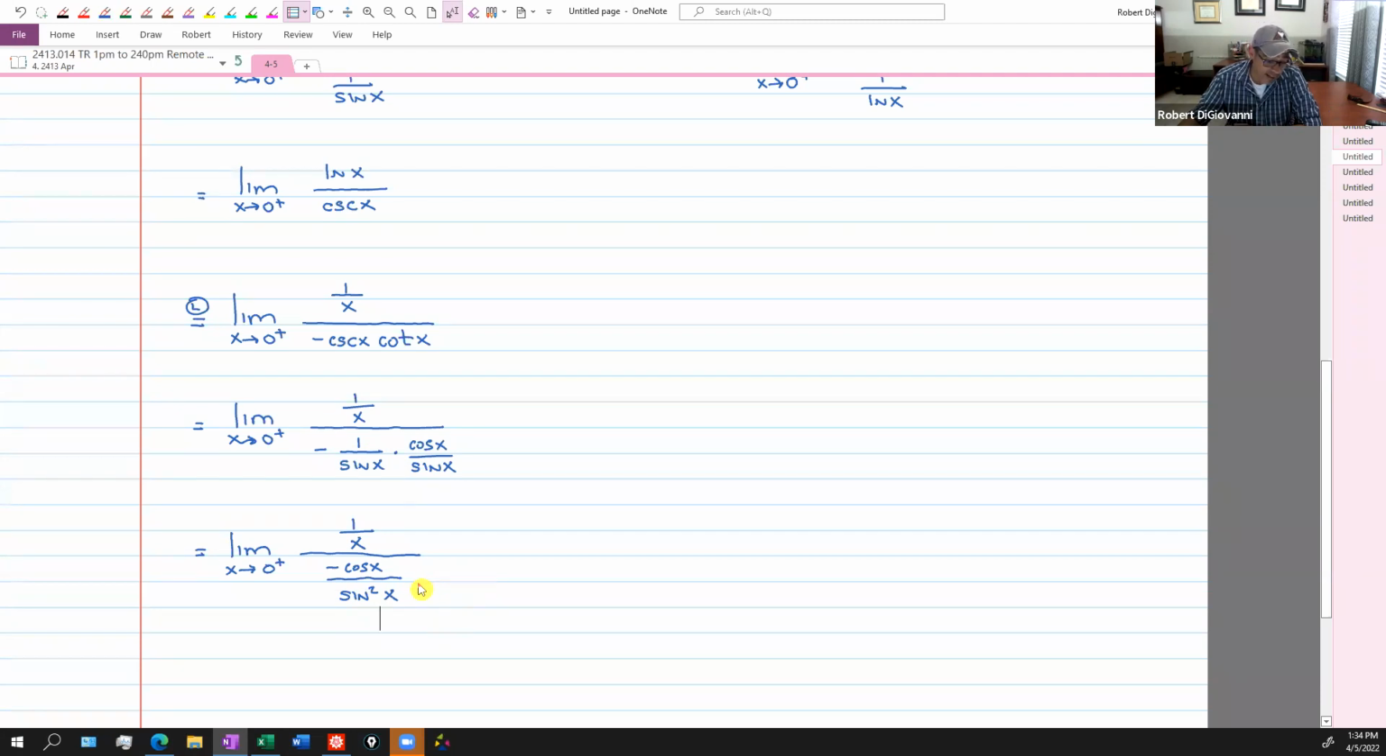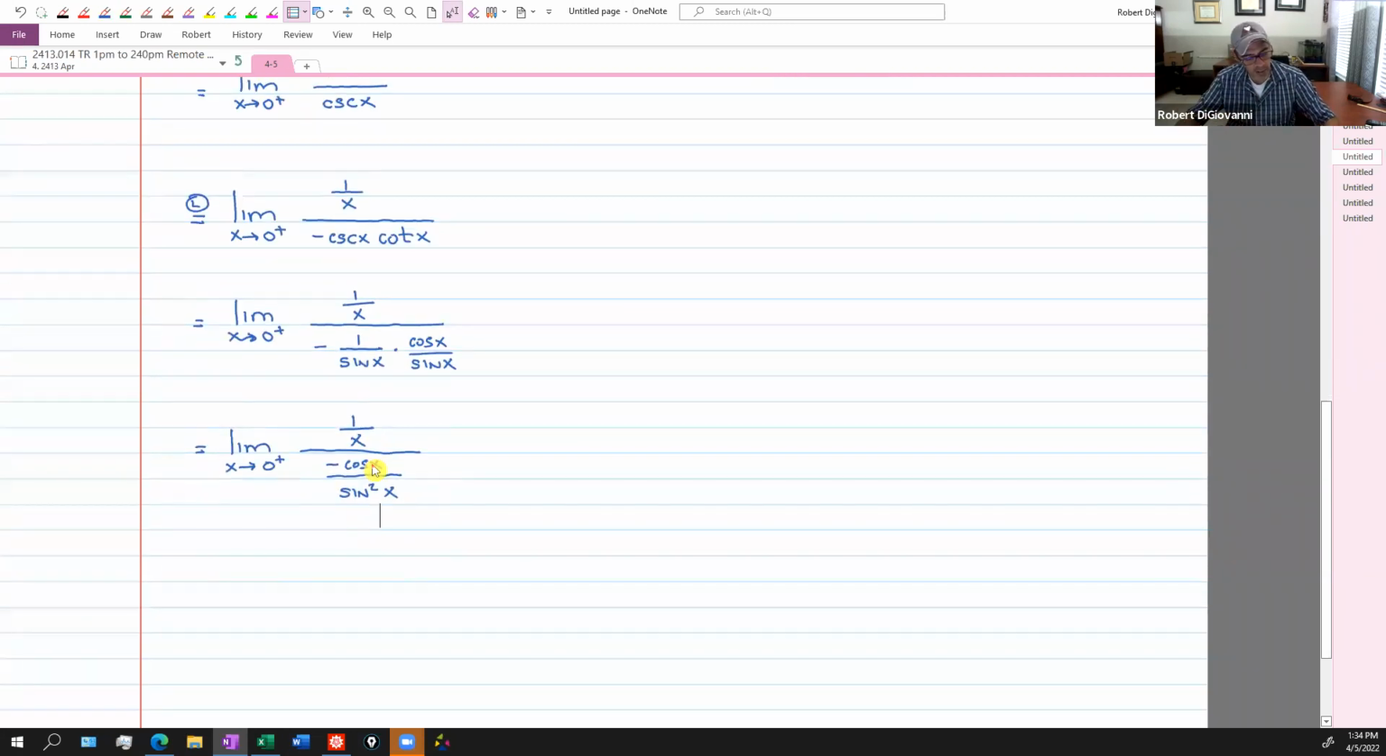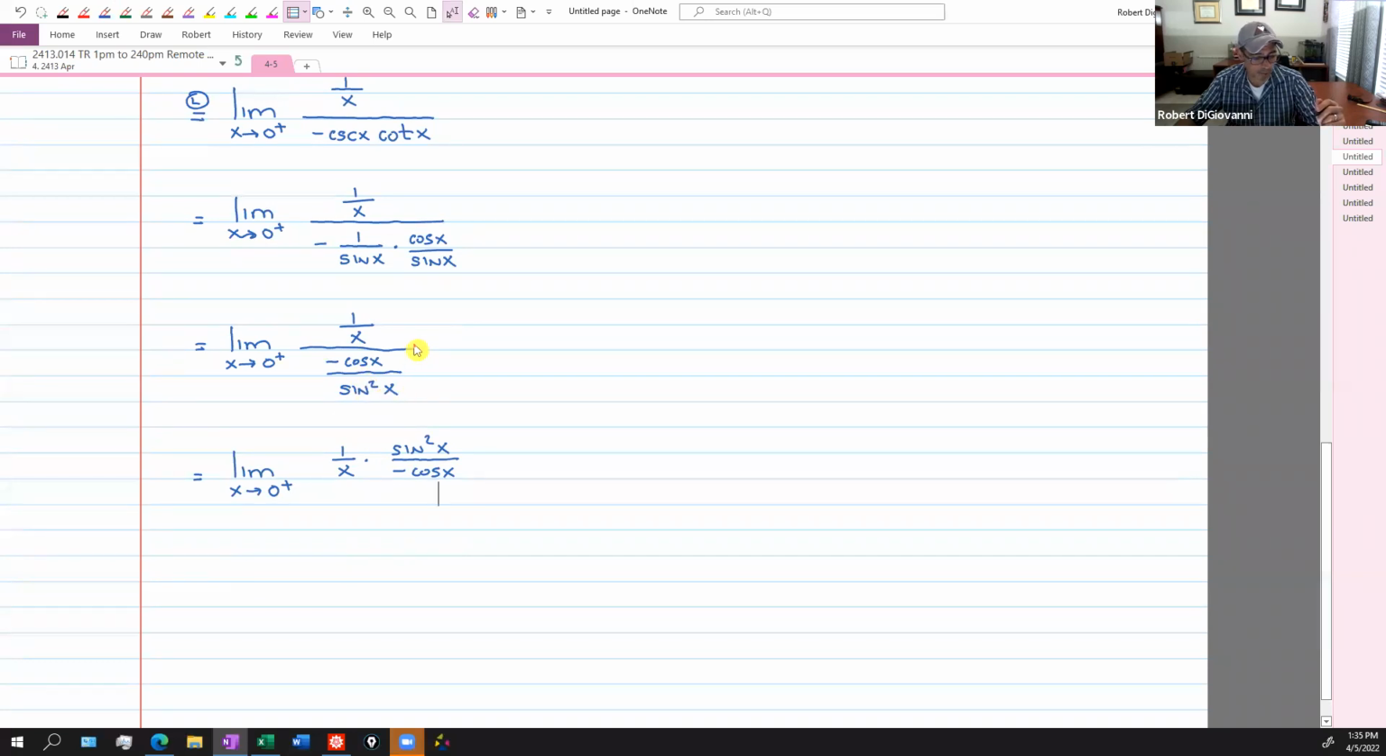Now, the reason I did that is because now I have a fraction over a fraction, so I can reciprocate the bottom fraction up. I'm wondering if this was the better choice now. Let's see. I wanted to keep going here. It's going to be 1 over x, that's on the top, but now I bring the sine squared x up over negative cosine of x. So I just brought the bottom fraction up and flipped it, which is limit as x approaches 0 of sine squared x over negative x cosine x. Whew.